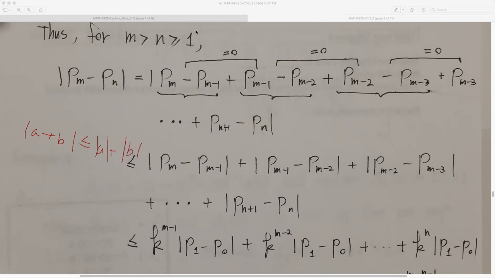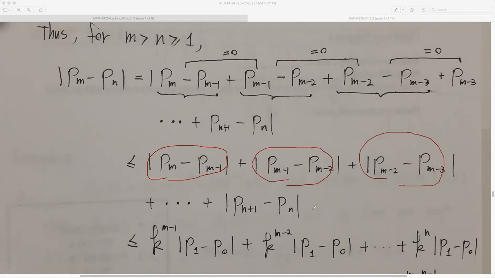Okay, so that's the triangular inequality. Now, for each absolute value, the terms can be expressed in terms of k. So for this one, |P_{m-1} - P_{m-2}| must be less than or equal to k^(n-1) times |P_1 - P_0|. That makes sense, right? For the next, |P_{m-1} - P_{m-2}| is less than or equal to k^(n-2), and then through the k to the nth power. See that k to the nth power?